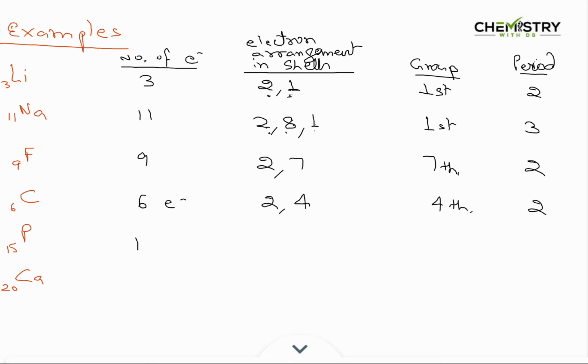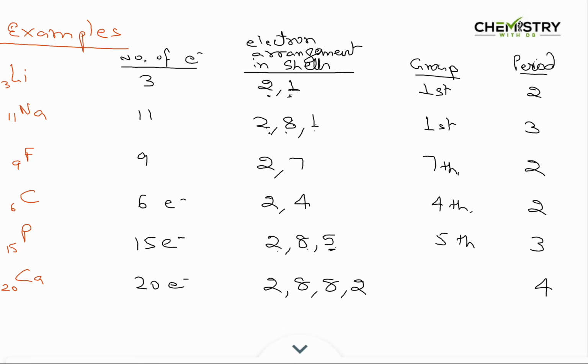Phosphorus, 15 electrons, arranged as 2, 8, 5. So which group will it be? 5th, because the outermost electrons are 5. And then how many shells does it have? 1, 2, 3. So therefore period is 3. Calcium is 20, so it has 20 electrons. Arranged as 2, 8, 8 and then 2. Right? 2, 8, 8 in the first 3 shells, and the 2 remaining go in the 4th shell. So obviously you can see that this is going to be in the 4th period. And the group will be, because the outermost electrons are 2, the second group.